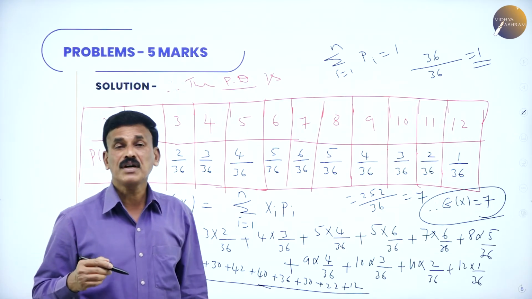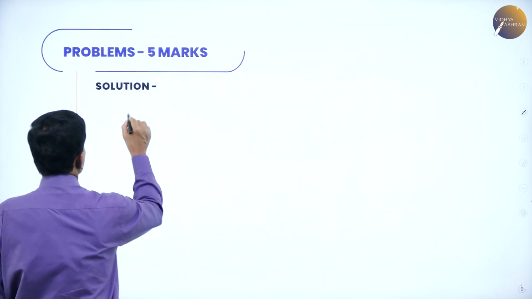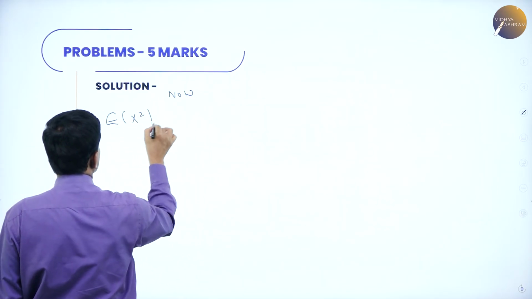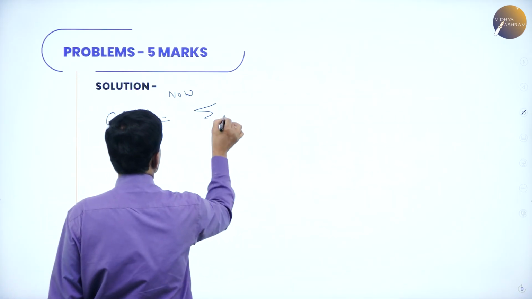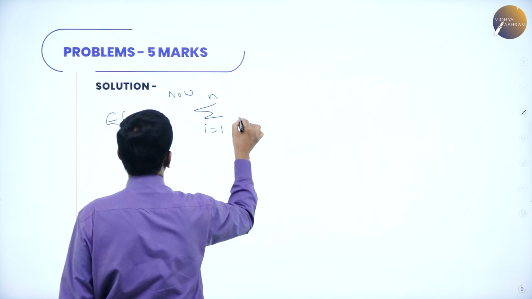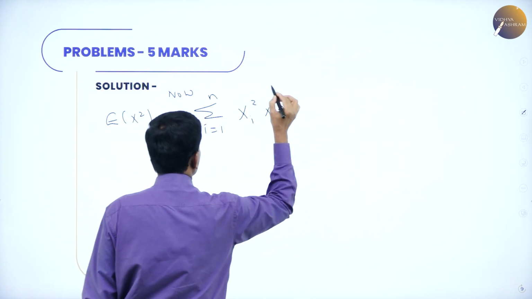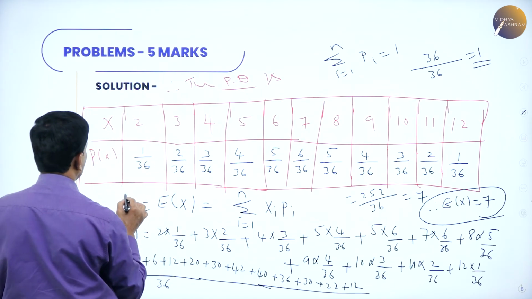Now similarly find out E of x square. Now I will go to the next page. E of x square is equal to sigma i equals 1 to n of xi square into probability of i. Just square the number. The square of 2 is 4.